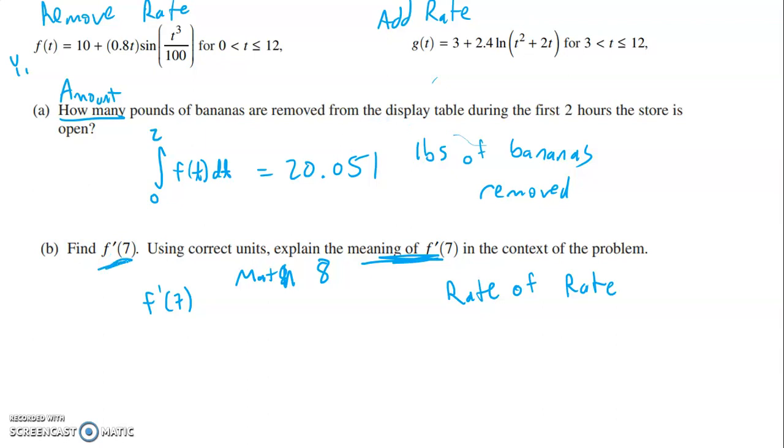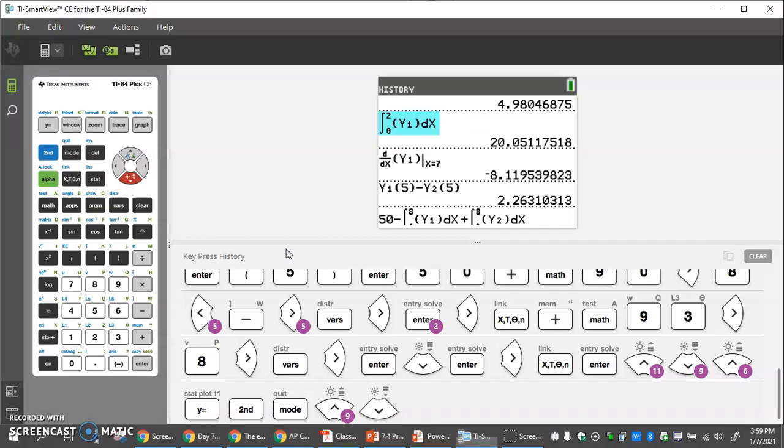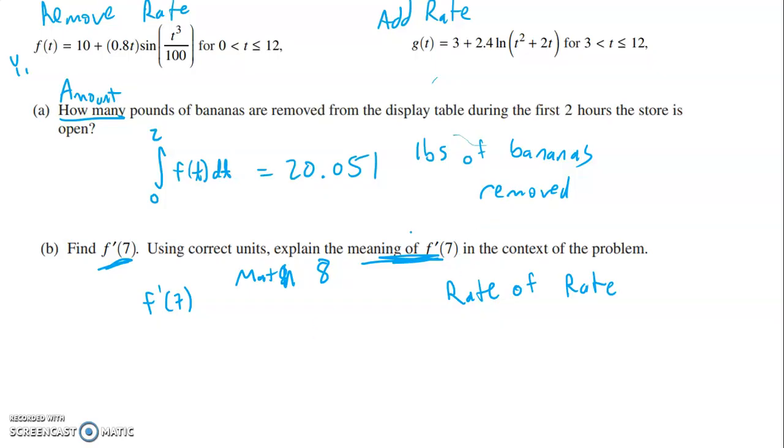Now to find f prime, you're going to use math 8. That's what I did here. Math 8, we're still doing it for y1 at x equals 7. So I get negative 8.1195. That's going to round to negative 8.120. It's a rate of a rate, so this would be pounds per hour per hour.